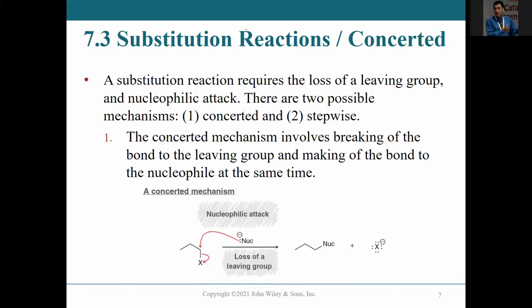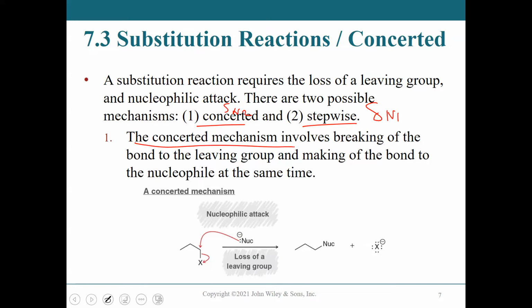All right, so let's continue with the lecture. So we have a concerted process, the concerted reaction, and then the stepwise. This one we call the SN2 reaction. I will tell you in a second why it is called SN2, and the other one, the stepwise, is called SN1. In the concerted mechanism, which is the SN2, it involves breaking the bond of the leaving group and making the bond at the same time.